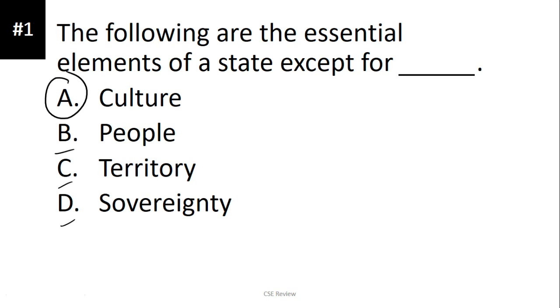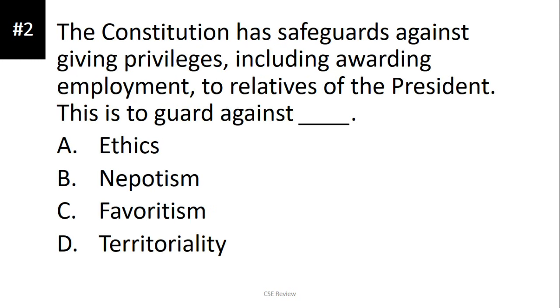Again, poli-sci throwback to. Number 2, the Constitution has safeguards against giving privileges, including awarding employment to relatives of the president. This is to guard against. The answer here is nepotism. Ang nepotism means giving jobs or favor to your relatives. Okay? So, favoritism can work, pero closely sa nepotism kasi na-mention na relatives eh. Kung yan ay people that the president just likes, then it becomes favoritism. But nepotism talaga yung better word kasi relatives ang pinag-uusapan.